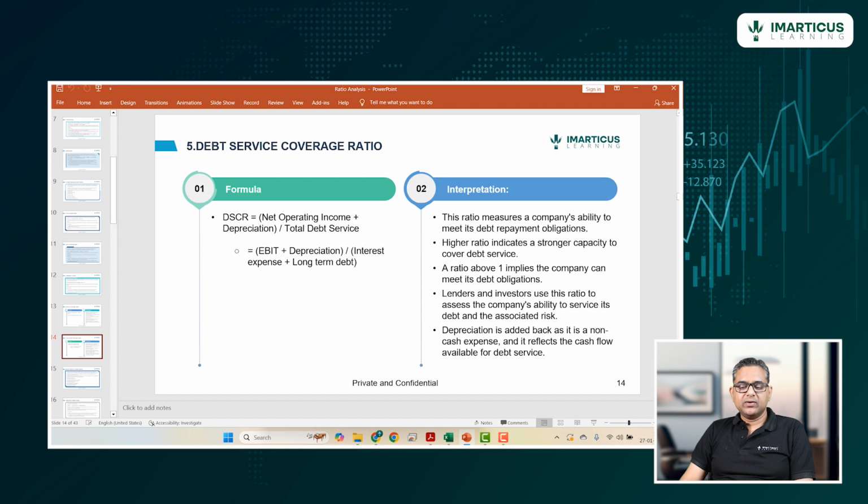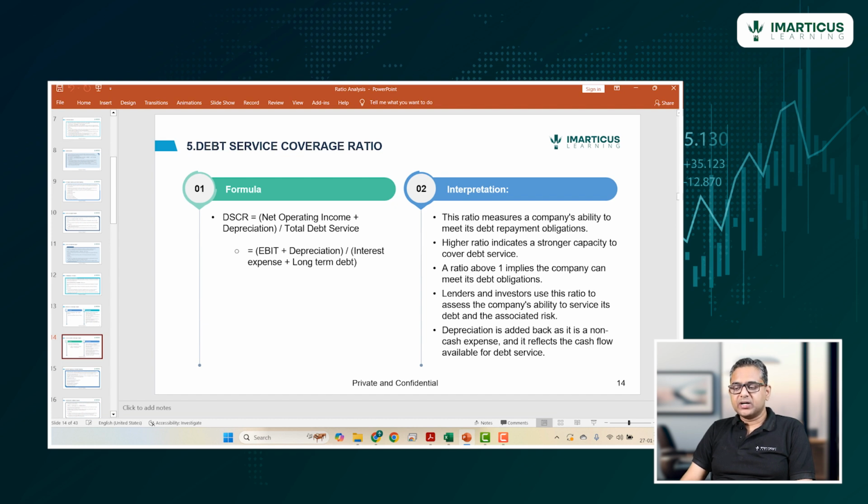So this is calculated as EBIT plus depreciation. Here we have added back the depreciation because it is a non-cash expense. So EBIT plus depreciation will give us roughly the amount of cash operating profits the company has generated, and from those, does the company have the ability to pay its interest expense and long-term debt principal repayments. That is captured through DSCR ratio.